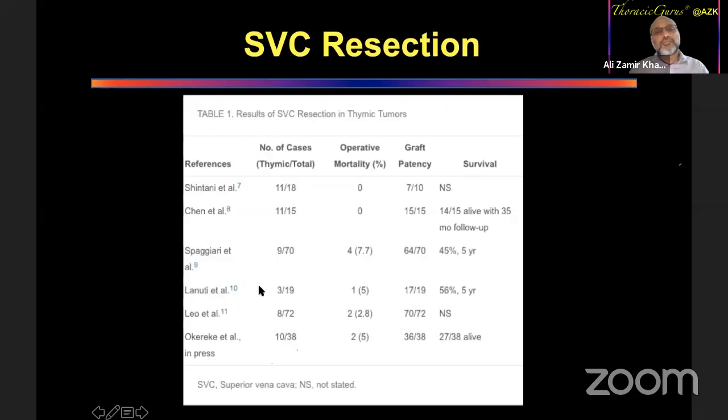So there is very little data available around the world because not many have done huge numbers of these cases. And particularly now, with newer chemotherapies, newer radiotherapy regimes, and better endovascular techniques, more and more the SVC resection is going in the bin. Here you can see that even though we have done such extensive resections, there is still some evidence of survival at 5 years. So it is worthwhile considering these patients for surgery.